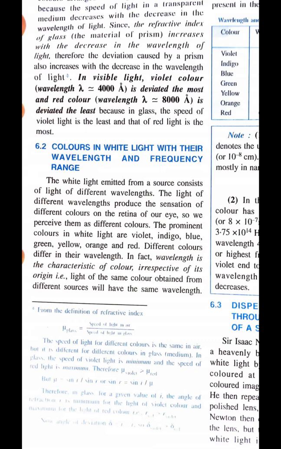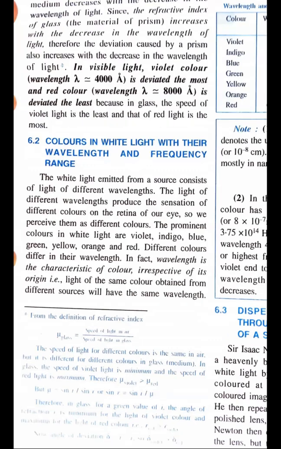So if I take the sign, it is sin i upon sin r, or sin r is equal to sin i upon mu. Therefore, in glass, for a given value of i, the angle of refraction r is minimum for the light of violet color and maximum for the light of red color. ये statement important है. Please mark it down.